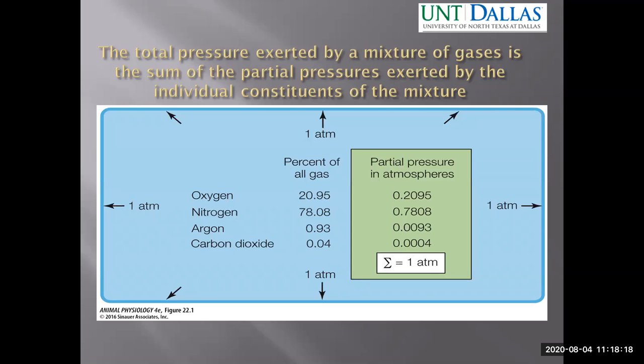So the partial pressure of each gas in a gas mixture can be calculated from the universal gas law, PV equals nRT, where P represents the pressure, V is the volume, n is the number of moles of gas, R is the universal gas constant, which has a specific value, and T is the absolute temperature. We can use this universal gas law to calculate the partial pressure of a particular gas in a gas mixture.